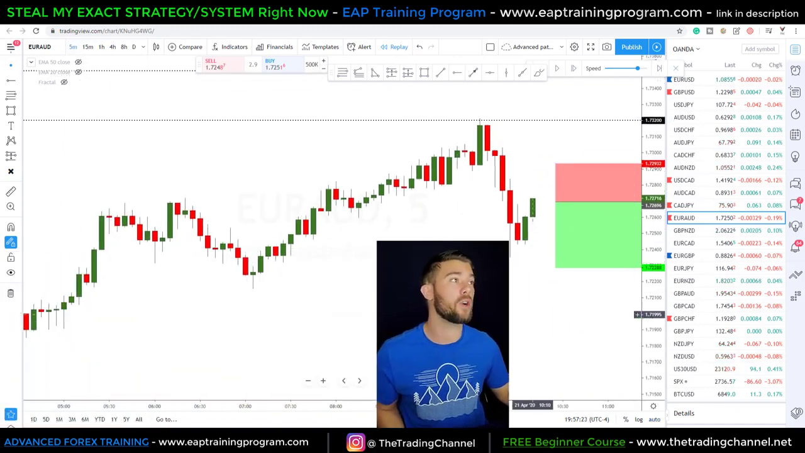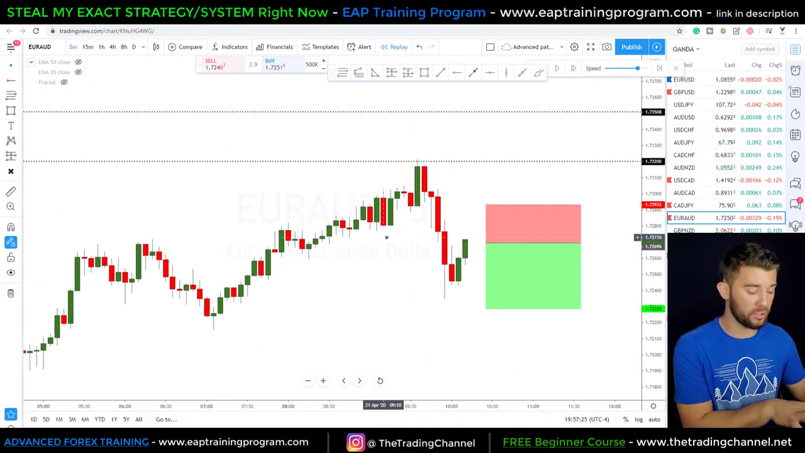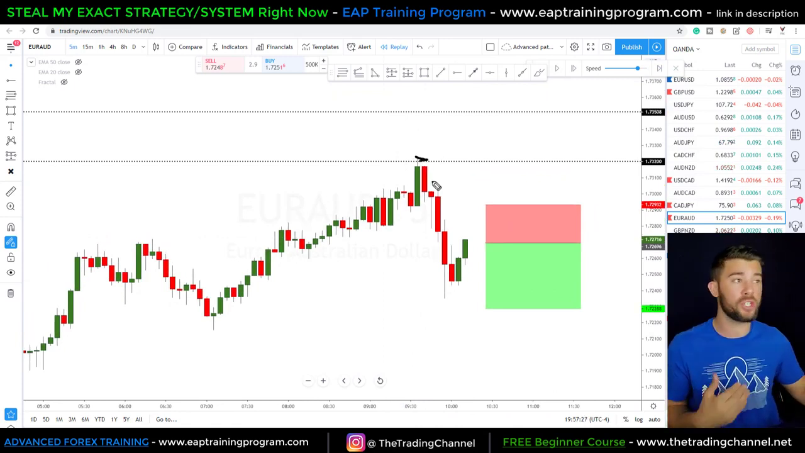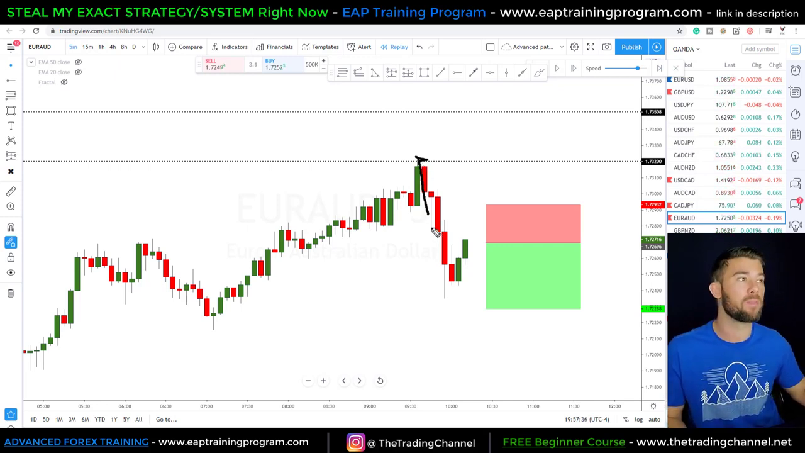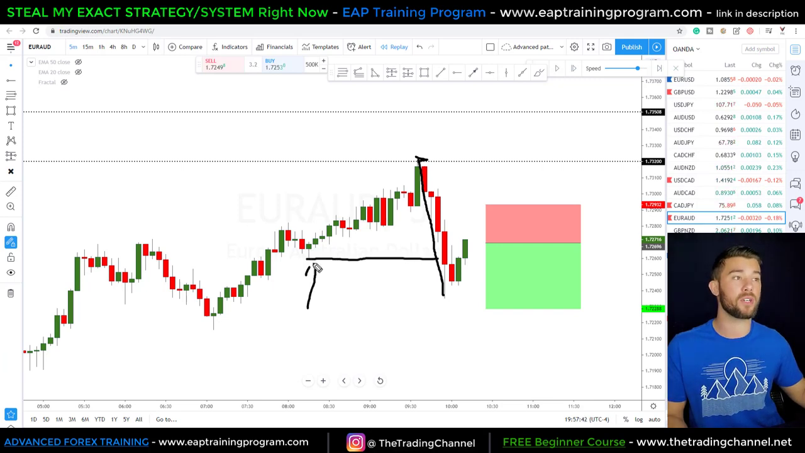So here we come up and touch our zone, right? This candle, big candle, touches our zone. We don't get an immediate entry reason of any kind. But then something that really intrigued me about this opportunity is that we pushed down heavily from our zone, breaking below and closing below our previous level of structure support.